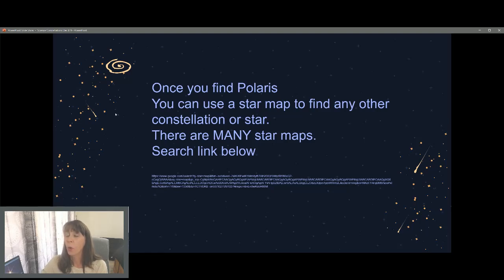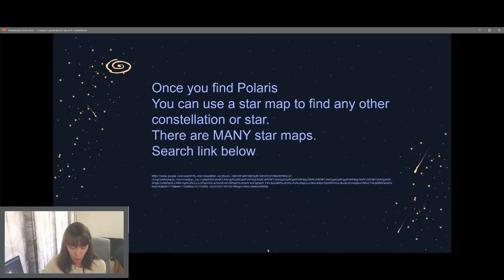And there you go. Once you find Polaris, you can use a star map to find all the other stars in the Milky Way. And I put a link right here showing how I could go to Google and search for the word star map, and all these cool star maps would pop up that show me what constellation is where.